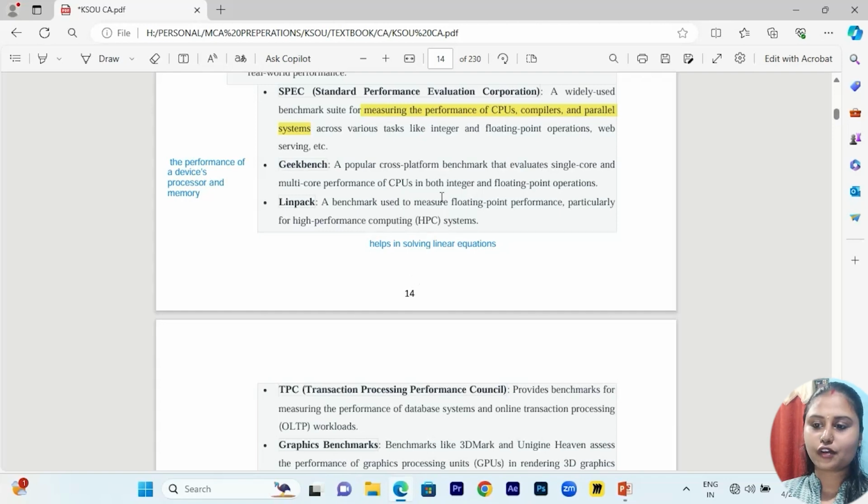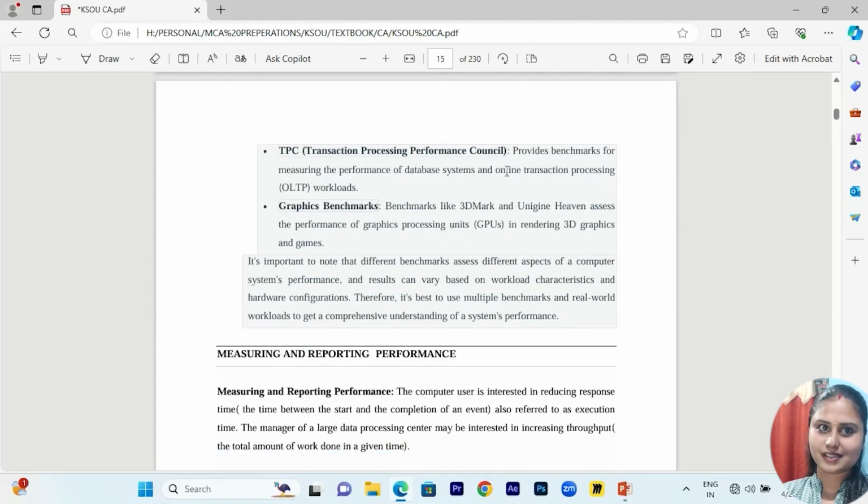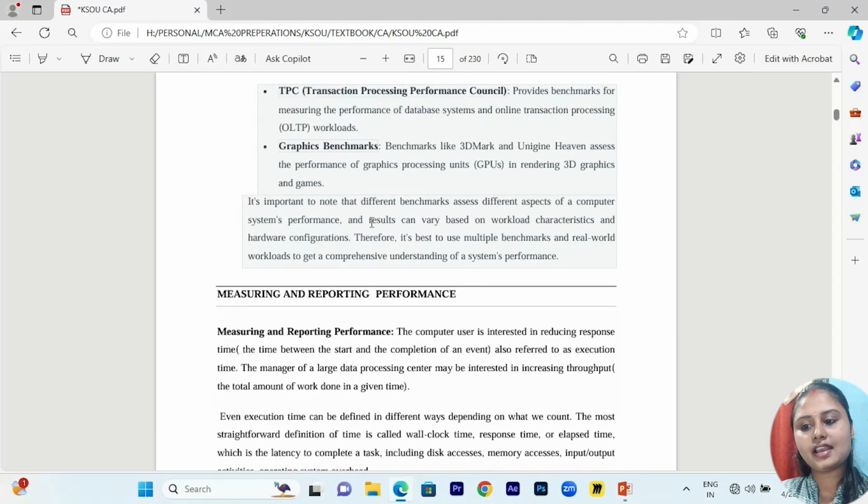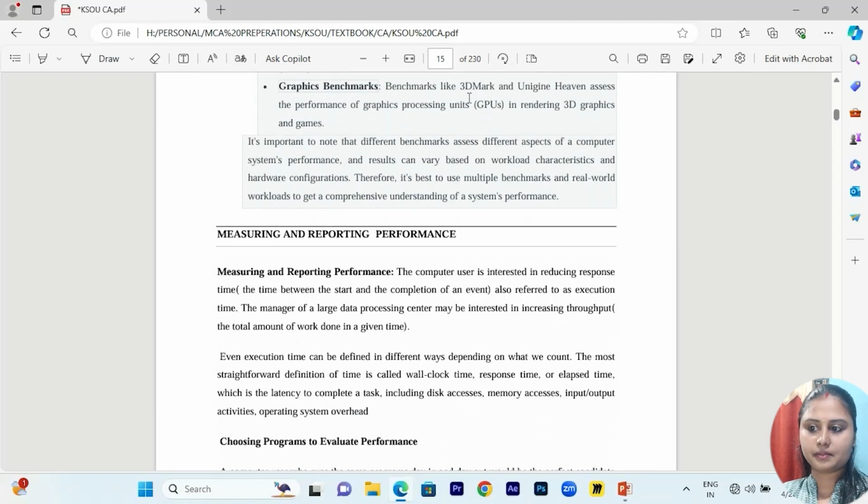TPC provides the benchmark for measuring the performance of databases: how the database performs, how online transactions perform, how the processing takes place, and how the workloads are handled, etc. Graphics benchmark is nothing but the 3D benchmark. It helps in analyzing the performance of graphics processing units in rendering 3D graphics and games, etc.